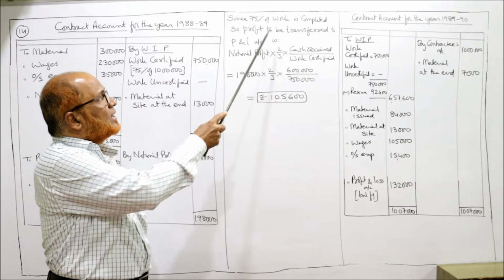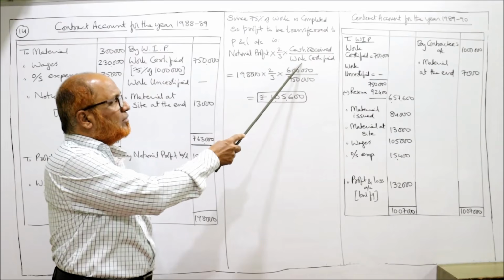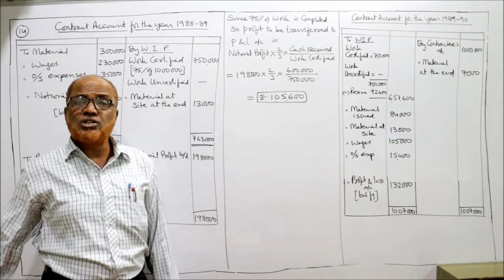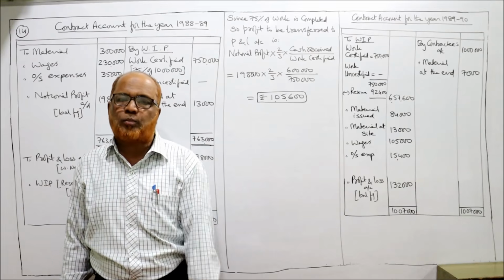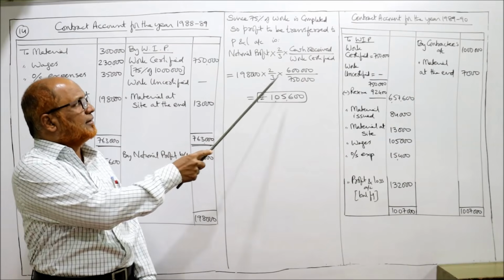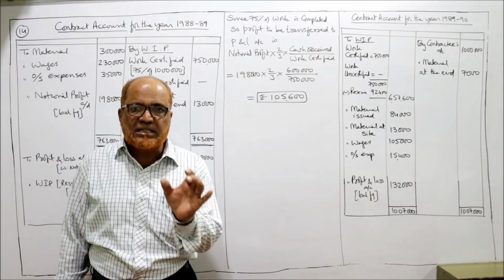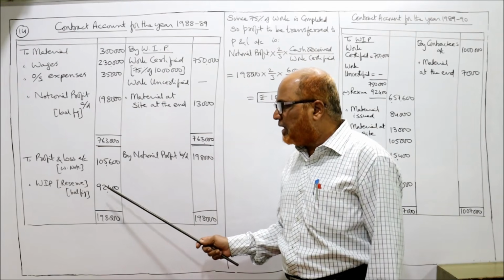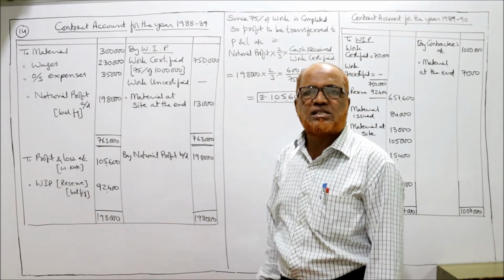Since 75% of the work is completed, the profit transferred to the P&L account is notional profit into 2/3 into cash received by work certified. Notional profit we got is 1,98,000. In the problem, the first year cash received is 6 lakh rupees, and work certified is 7,50,000. Here we have calculated, and it comes to 1,05,600. So out of 1,98,000, 1,05,600 will be transferred to the P&L account. The remaining balance, 92,400, will be transferred to reserve. That's all. This is the first year's contract account.